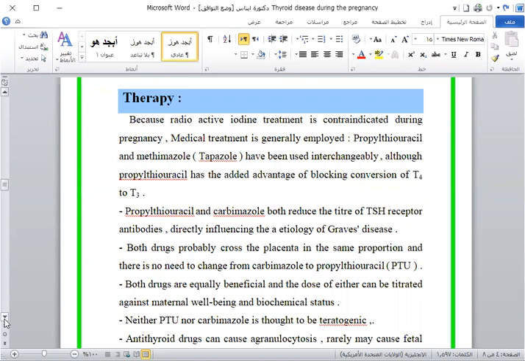واضح؟ إيش راح يسوون هذول الاثنين؟ البروبو ثيروسيل له صفة خاصة أيضا، advantage blocking conversion of T4 to T3. واثنين هاتهم يشتركون: reduce titer of TSH receptor antibody, directly influencing the etiology of Graves' disease. هذا البنفيت من استخدامهم two drugs، هذا عملهم مشترك، وهذا العمل blocking convert T4 to T3 هذا عمل إضافي يضاف إلى البروبايثيوراسيل، إضافة إلى أنه decrease titer of TSH.